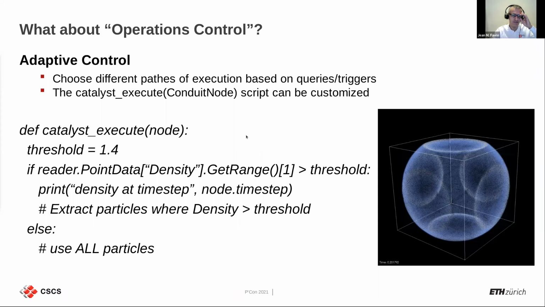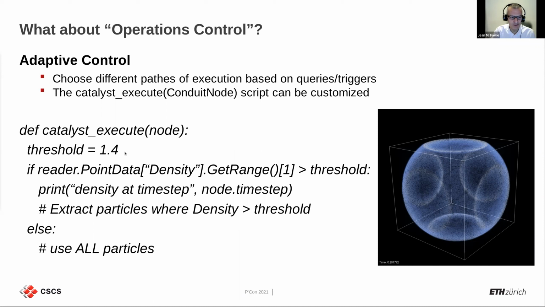What about operations control? We talked early this morning about adaptive control. Choose different paths of execution based on a particular query or triggers. Well, this is very simply done via the Catalyst execute. This is one of the 3 API calls of the Conduit setup. In my Catalyst execute, I pass the Conduit node description. For example, this node description gives me access to the time step, okay?